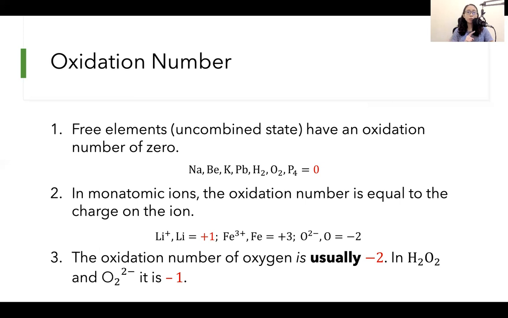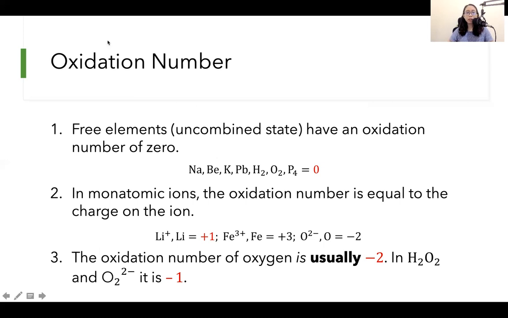Let's go to rule number 3. The oxidation number of oxygen is usually negative 2. We have exceptions to this rule, and that is if it is a peroxide. So you are familiar with hydrogen peroxide. It's H2O2. If it is a peroxide, the oxidation number of oxygen is negative 1.